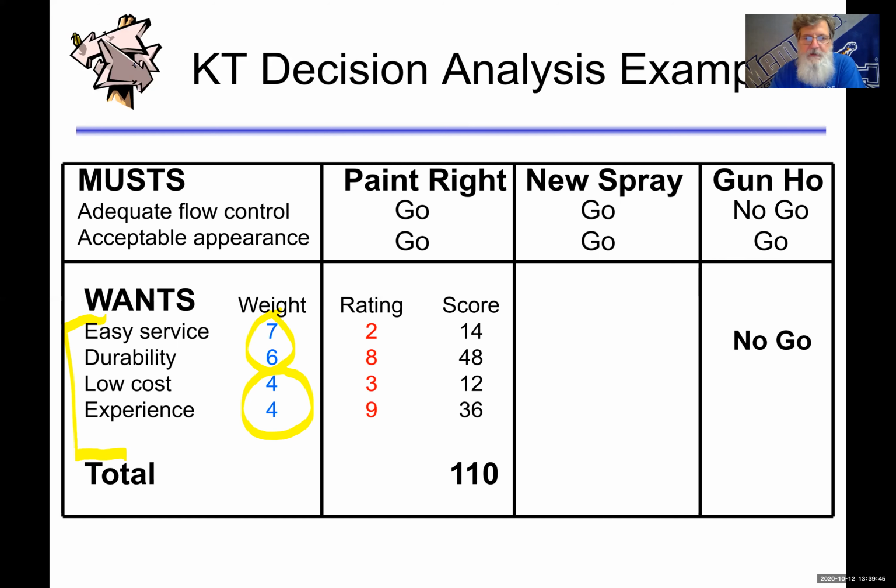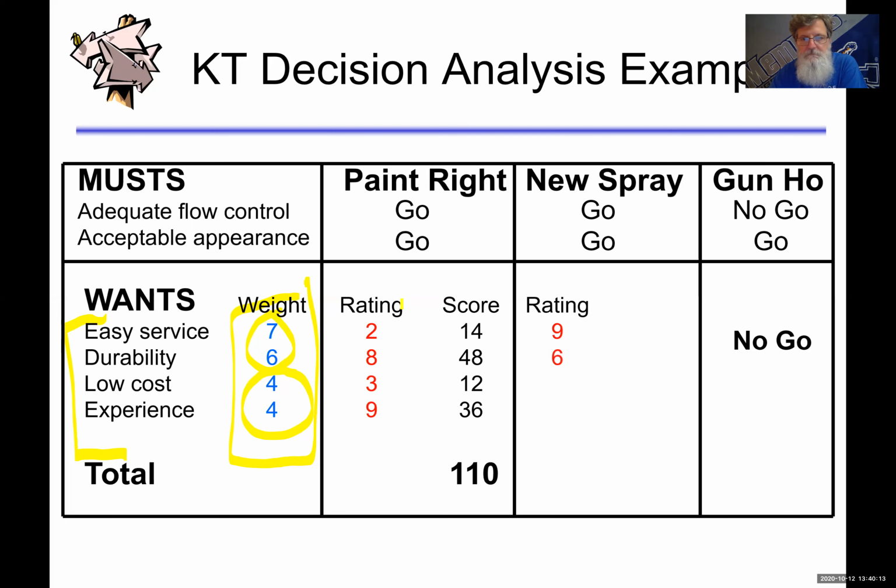So now we go to NewSpray. Remember, my weights are the same. I haven't changed my weights, but now I'm going to rate the system compared to PaintRight. When I look at serviceability, it's super serviceable. I mean, they send people out for no cost. They replace parts. They'll get you up and going almost in no time. So compared to PaintRight, the NewSpray system is super, super serviceable.